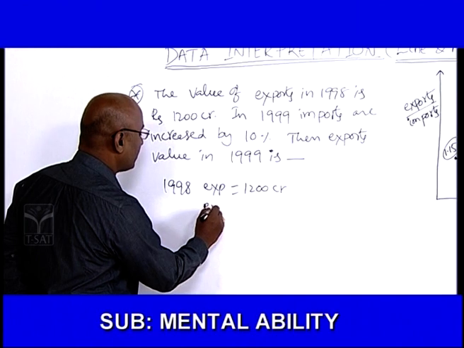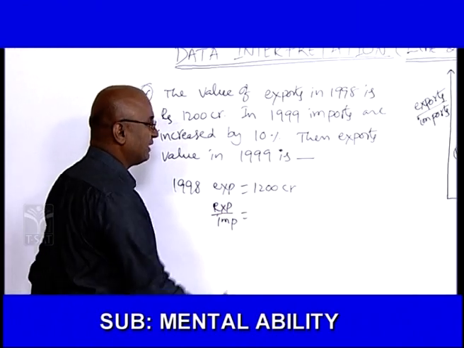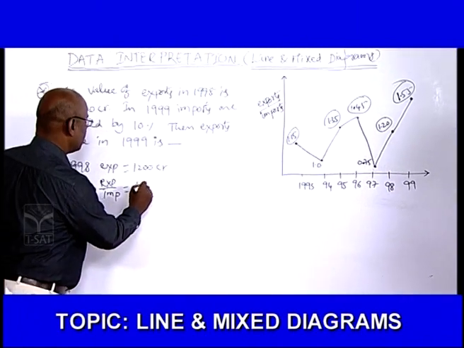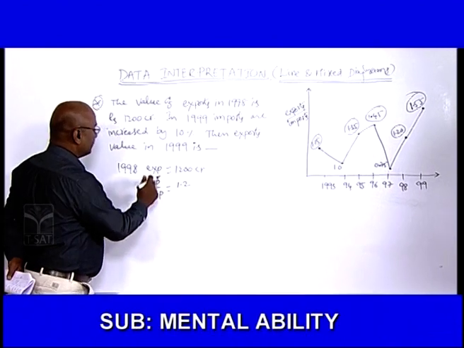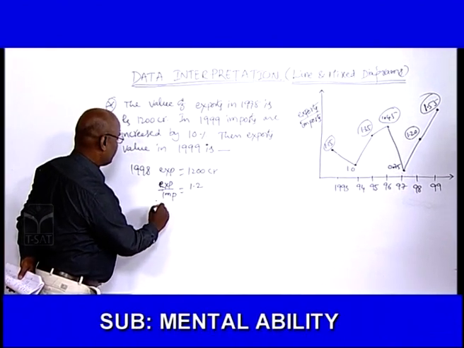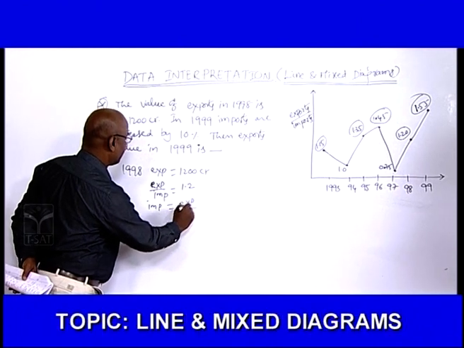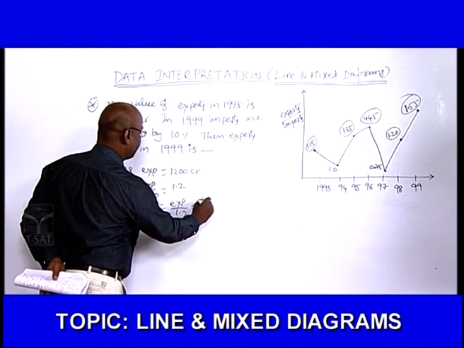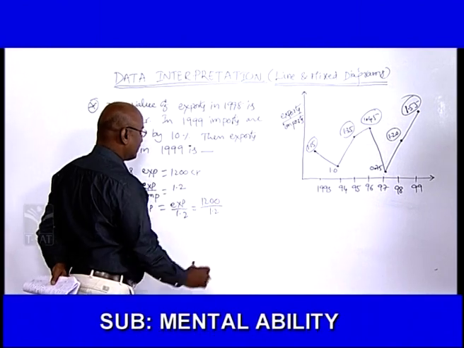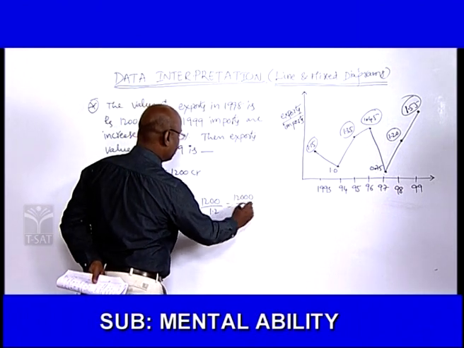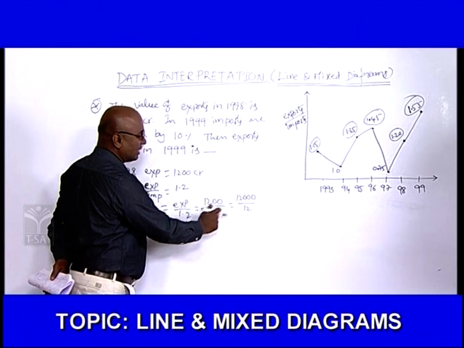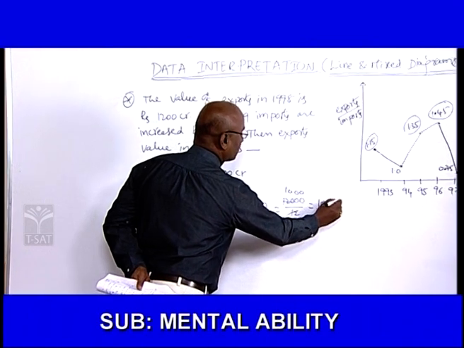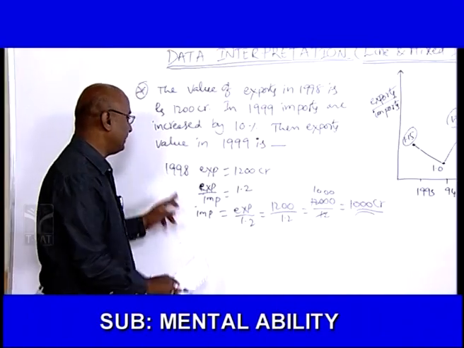సో ఎక్స్పోర్ట్స్ బై ఇంపోర్ట్ ఈజ్ ఈక్వల్ టు ద రేషియో ఇన్ ద ఇయర్ 1998 ఇట్ ఈజ్ 1.20. నౌ imports is equal to exports by 1.2. That is equal to export is equal to 1200. 1200 by 1.2, that is equal to 12,000 by 12. పైన కింద 10తో మల్టిప్లై చేసామండి. సో 12 ఒకట్లో 12 పదులు 120 0. సో imports is equal to 1000 crores rupees in the year 1998.